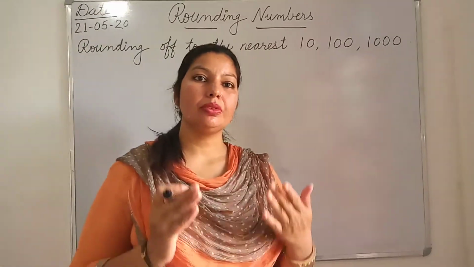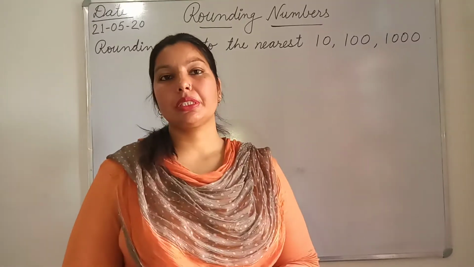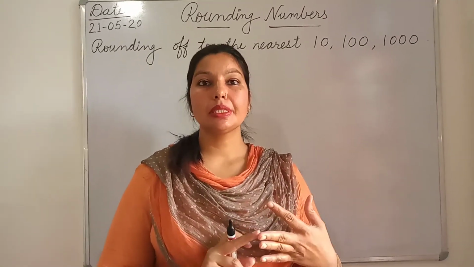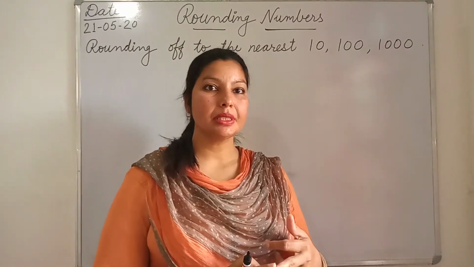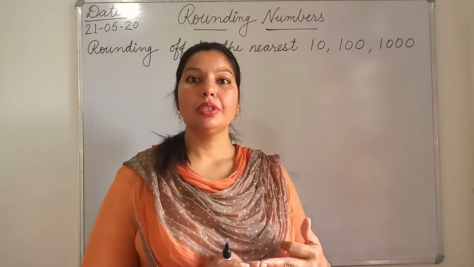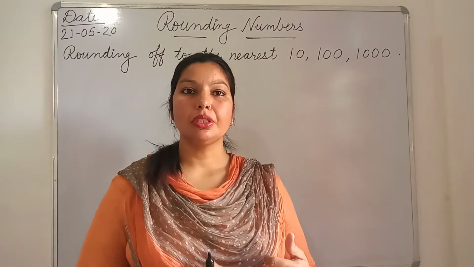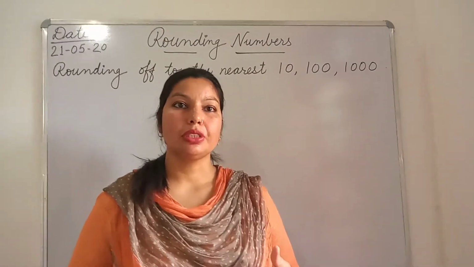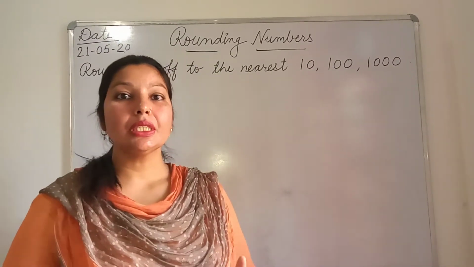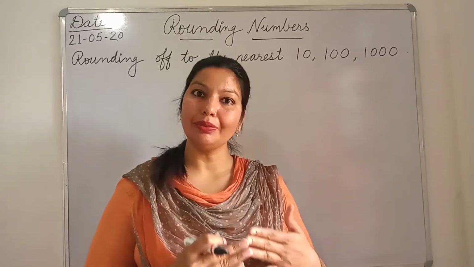Today we will study rounding numbers. So first of all, what are rounding numbers? Rounding means making the number simpler. How will we make the number simpler? By taking an approximate number in place of the exact number. We will not take the actual number; we will take the approximate number, which is the closest to the actual number. Whichever number is closer, that we have to take.